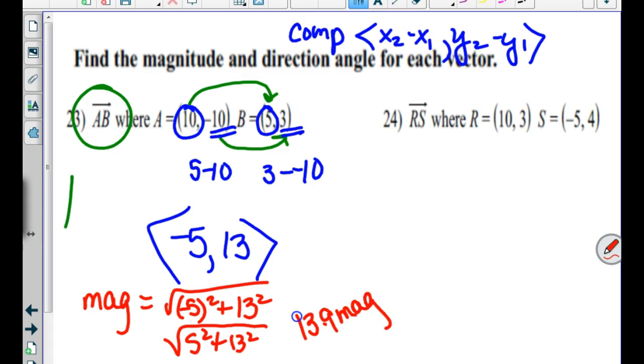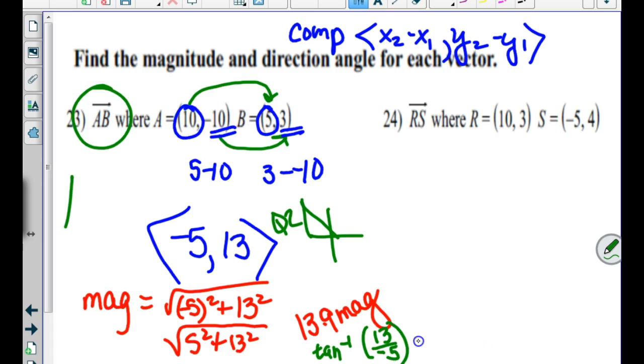is the magnitude. And the direction, what quadrant was this in? Negative 5, 13 is over here in quadrant 2. Okay, we need a quadrant 2 angle. So if I do inverse tangent of 13 over negative 5, it's going to give us the wrong answer. Got negative 68, basically negative 69. Okay, it thinks we're down here. Do you remember what we do?